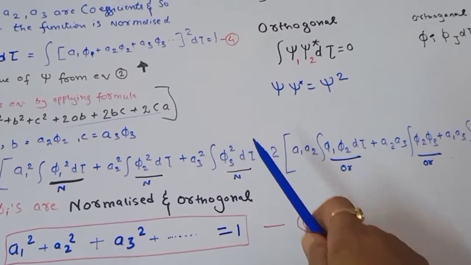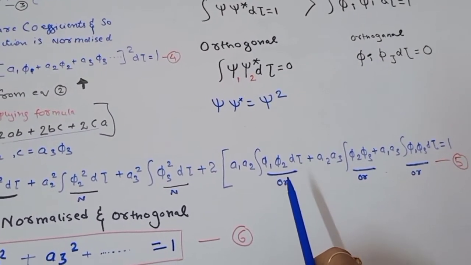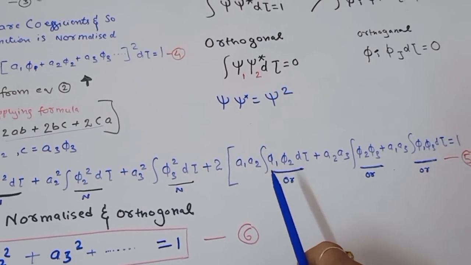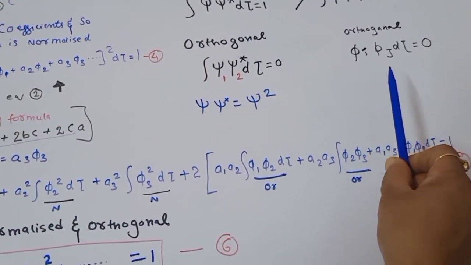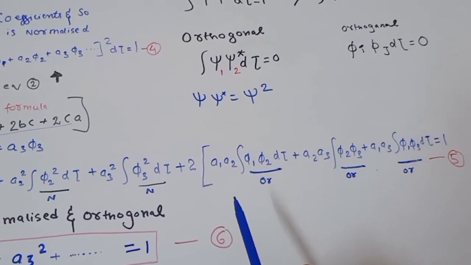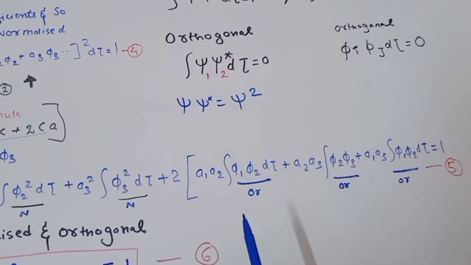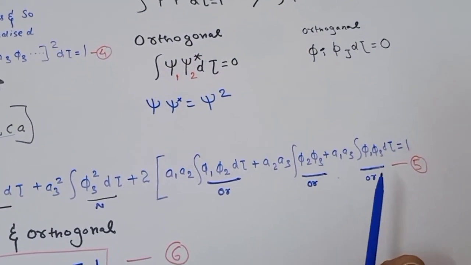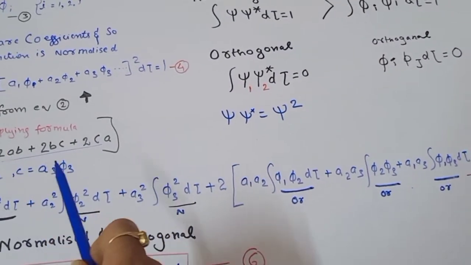And now you see inside this value, this is orthogonal condition. What is orthogonal condition? When these two terms are different, either phi1 phi2, or we can say phi i phi j, when both the phi's are different, this is orthogonal condition, means when this value equals 0. So here we will put 0, here 0, here 0. So this whole term 2ab plus 2bc plus 2ca will become 0.